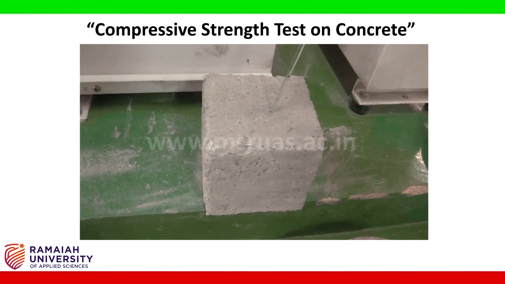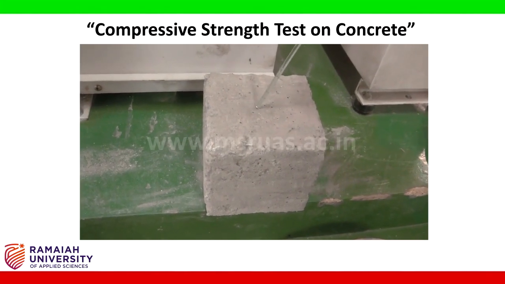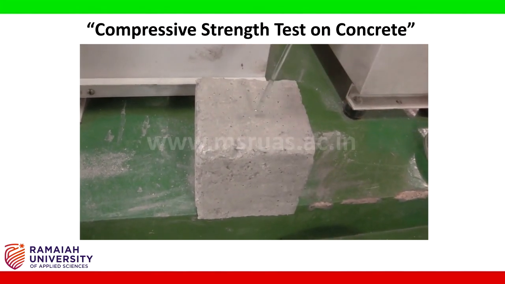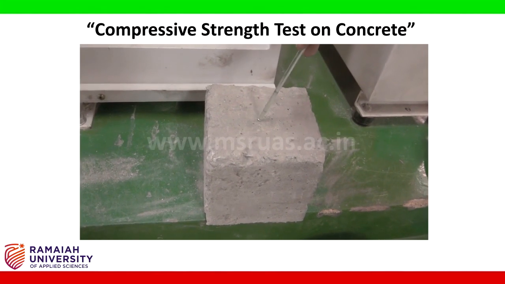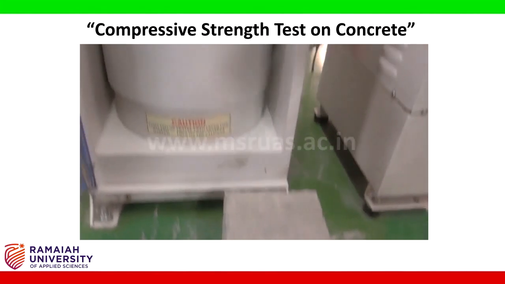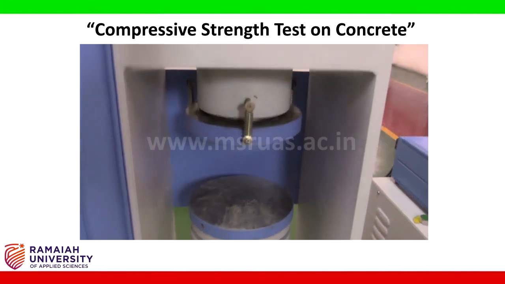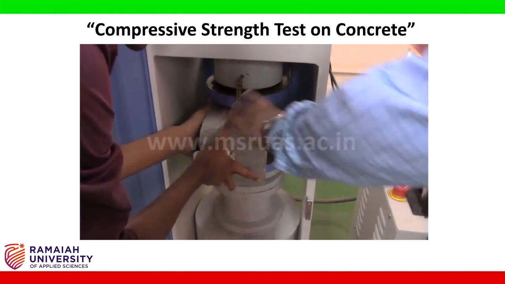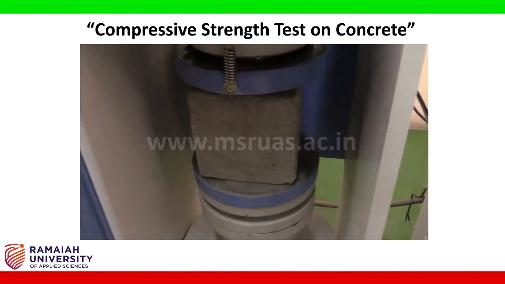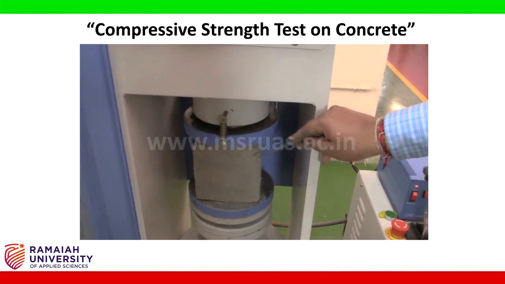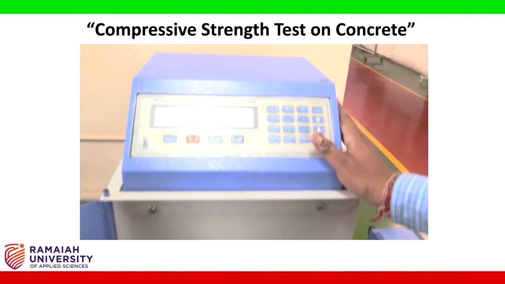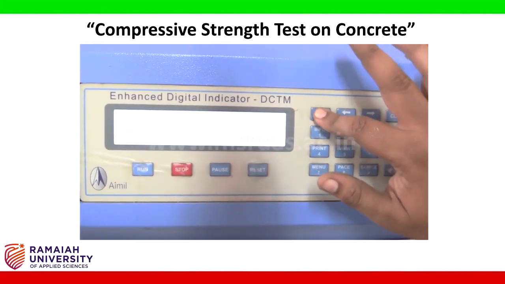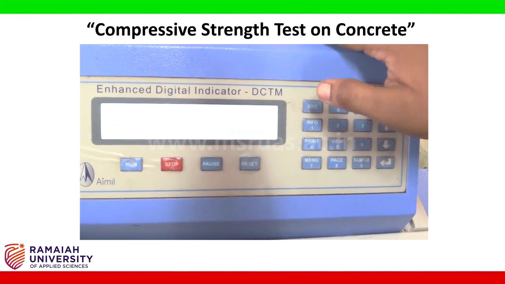Suppose this is my casting surface. I need to apply the load on the other side, not on the casting surface. I am going to subject this particular cube to compression. After that, I am supposed to operate the compression testing machine. So I am going to bring it to the compression mode.